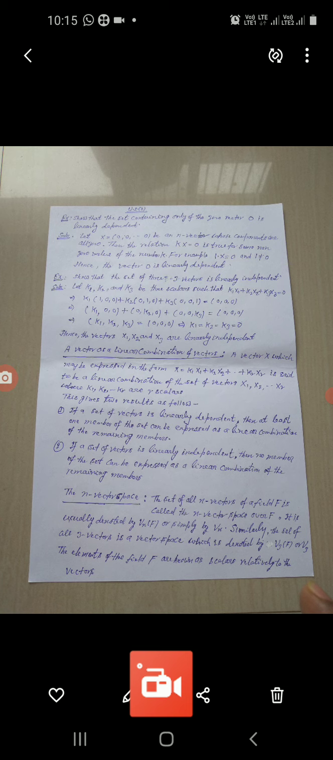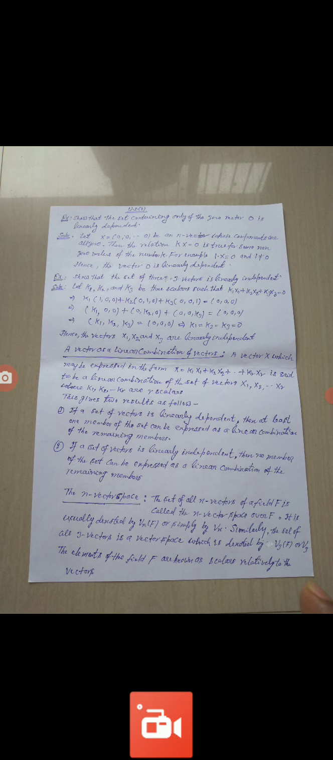This implies (k1, k2, k3) is equal to (0, 0, 0), and it means k1 is equal to k2 is equal to k3 is equal to 0, and hence the vectors x1, x2, x3 are linearly independent. Thus we see that every constant is equal to 0, and since every constant is equal to 0, they are linearly independent. Now we will discuss some more topics.